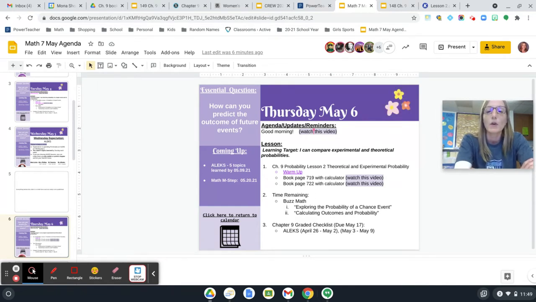So today, we're going to start Lesson 2 and look at comparing experimental and theoretical probabilities. The last 2 days, Monday and Tuesday, you worked in Lesson 1, which was finding probability of simple events. And so we're going to start with a warm-up first to review that before we head into Lesson 2.